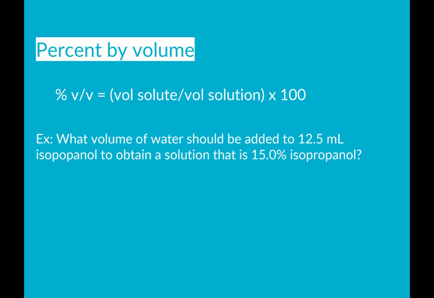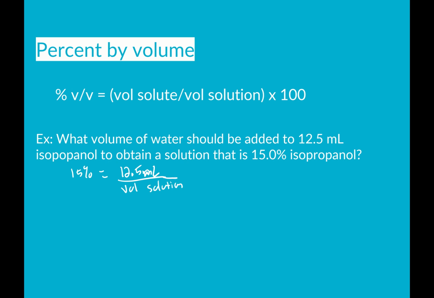What volume of water should be added to 12.5 milliliters of isopropanol to obtain a solution that is 15% isopropanol? So in this case, we're looking to find the amount of water that we're trying to add to get this certain percent by volume of our solution. So our percent by volume, which in this case we're targeting a 15% isopropanol solution, is going to be the volume of the isopropanol, which we know that we're aiming for 12.5 milliliters of it, and its total volume of the solution.